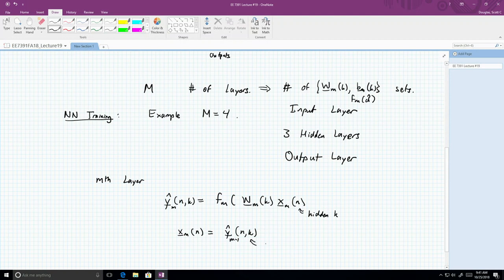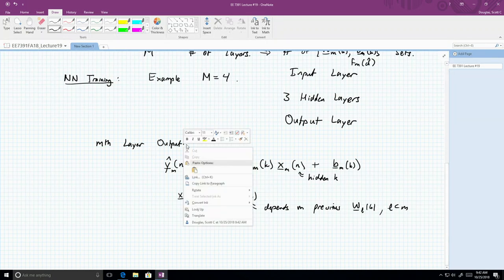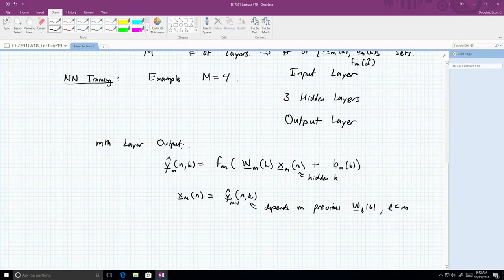But this depends on previous w of l, k, where l is less than m. So from the standpoint of a cost function, gradients, that sort of thing, it doesn't enter in. That's the reason why we can get away with suppressing that, at least at this point. And then I have b_m of k, okay? So that's my resulting notation for the mth layer output, right? That's what I'm calling this particular output.